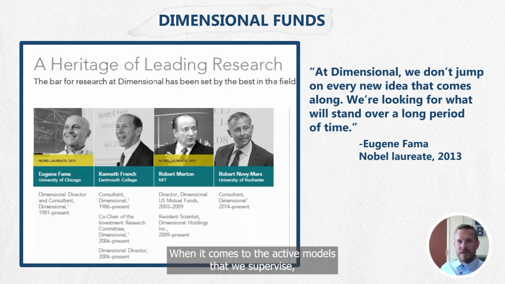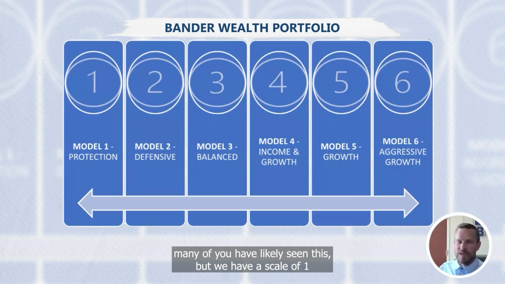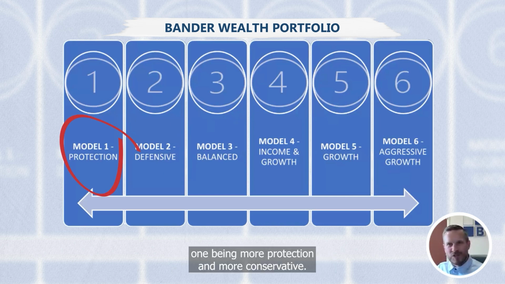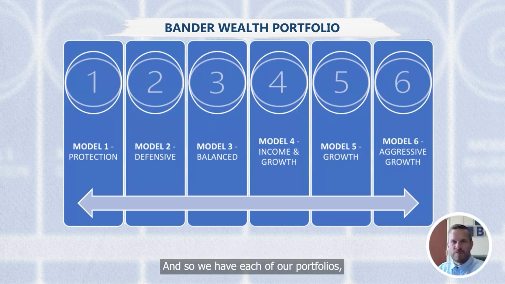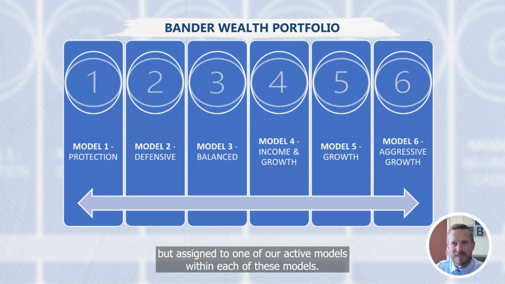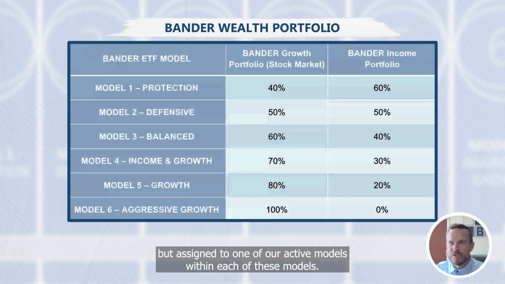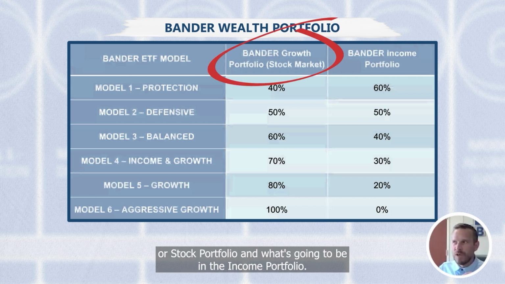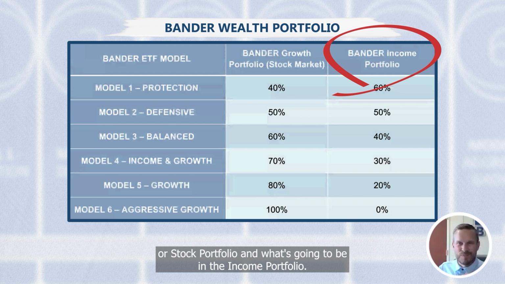When it comes to the active models that we supervise, many of you have likely seen this, but we have a scale of 1 to 6, 6 being aggressive growth, pedal to the metal, one being more protection and more conservative. And so we have each of our portfolios based on the investor, based on your type of account, assigned to one of our active models. Within each of these models, this gives you an idea of what percentage is going to be in that growth or stock portfolio and what's going to be in the income portfolio.